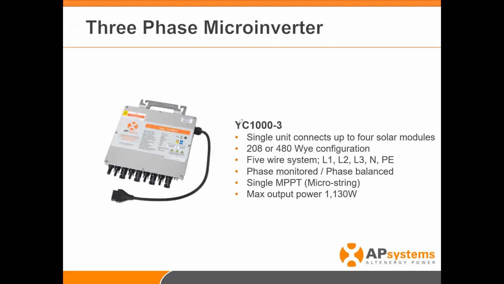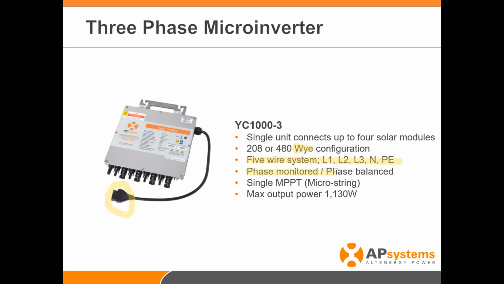The YC1000. This right here actually is, again, a single unit connected to 4 solar modules. This can be used in a 208 or 480Y configuration. And I wanted to emphasize here, Y only. This actually does require the neutral. As I said, it's a 5-wire system, so it's 3 lines, neutral and ground, built into the cable. This is the AC cable here.